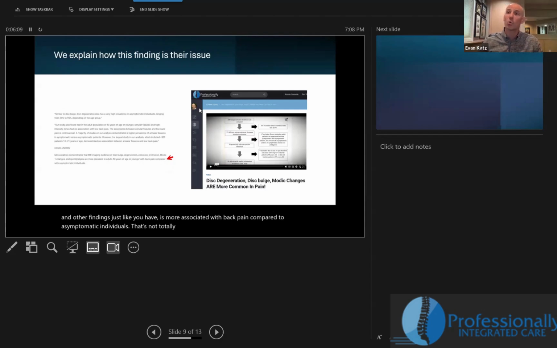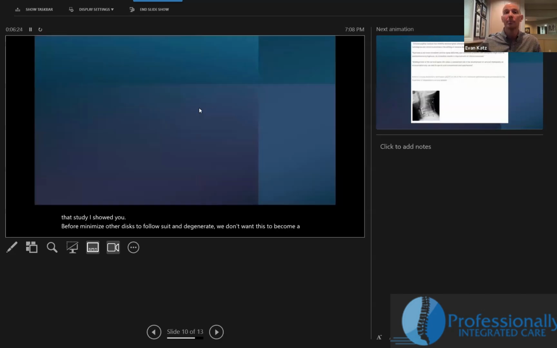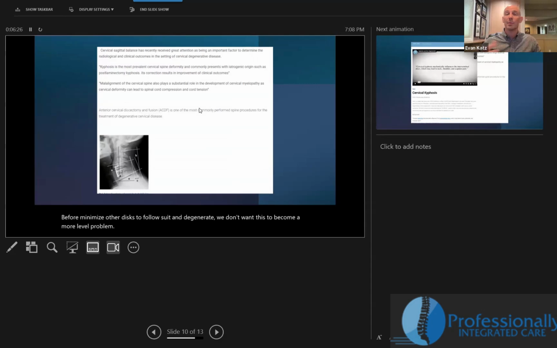Your findings are correlated to your back pain, and we're going to try to get better health in those discs to minimize your pain. And that study I showed you before, minimize other discs following suit and degenerating. We don't want this to become a multi-level problem. Again, maybe it's in your neck. Again, right off of Professionally Integrated. Here's a study, quickly copy, paste, put in your notes. We have, down below on most of these, easy printouts for you to print out or copy and paste and email to your patient.